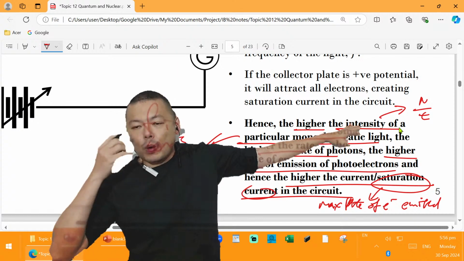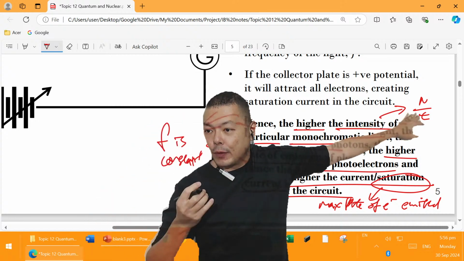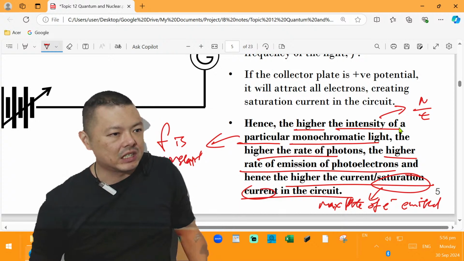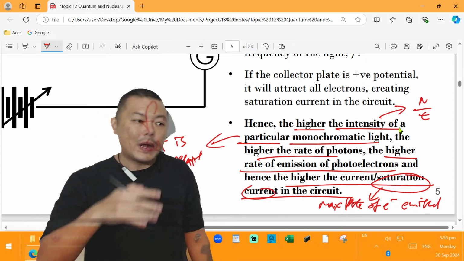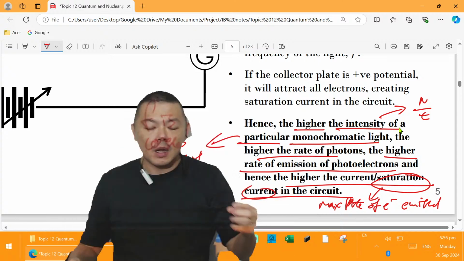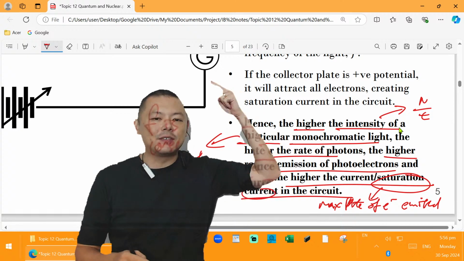But I want you to be explicitly clear. I want you to understand that when I say changing the rate of photons, I'm saying changing the rate of photons of a certain color. So when you read the question, to be honest, you have to read it very carefully. What if I tell you this? How about two different colors, but of the same intensity?